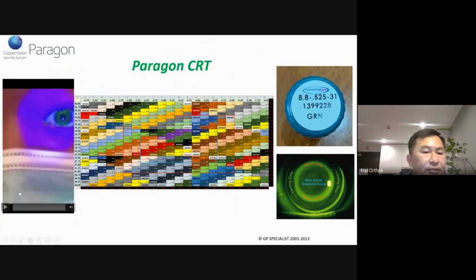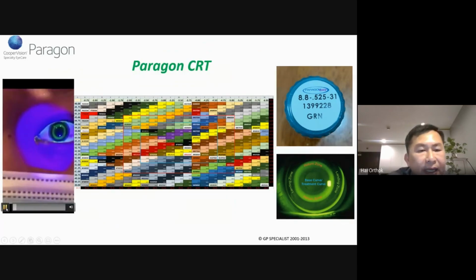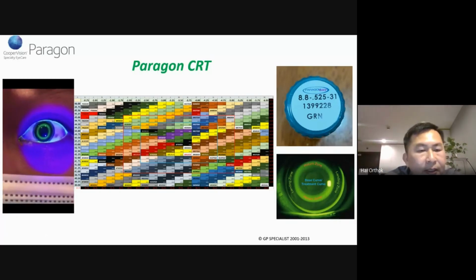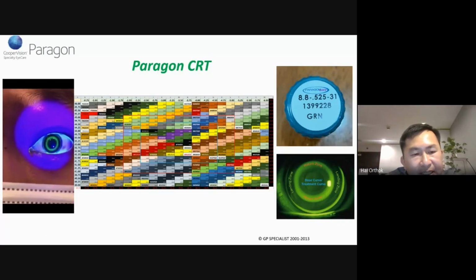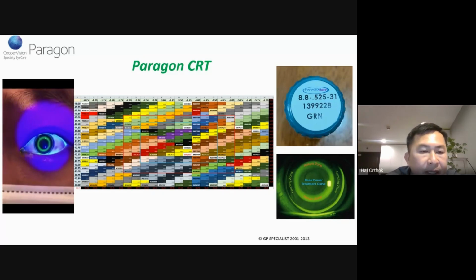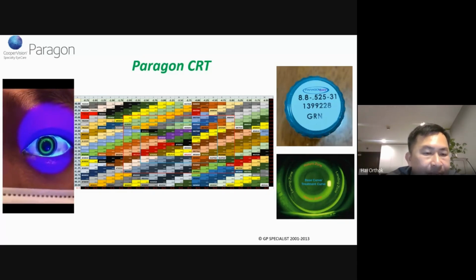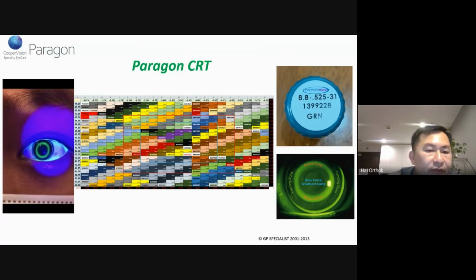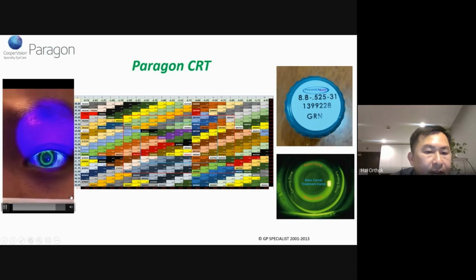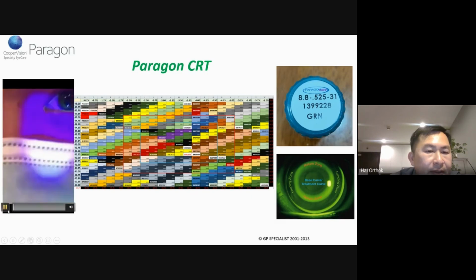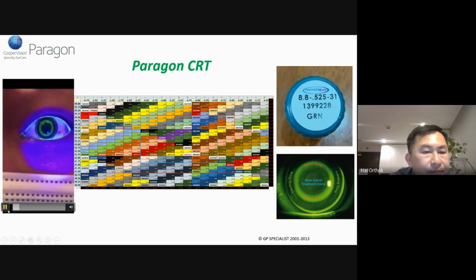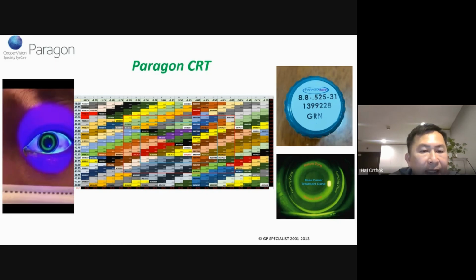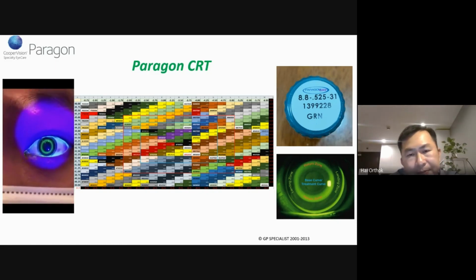Well, and this is how a Paragon CRT looks like on the eye in real life. With a well-fitting Paragon CRT, you can see a very good return zone depth, a very good base curve, a very small alignment curve, good lens movement, and lens centration itself. And it's fitting about 90% of the cornea.